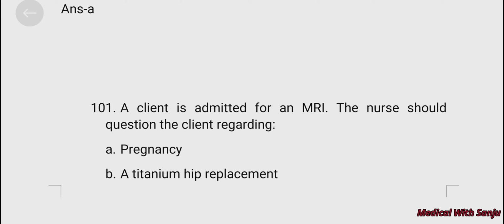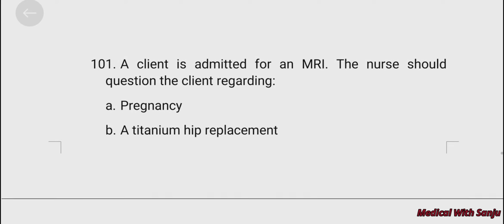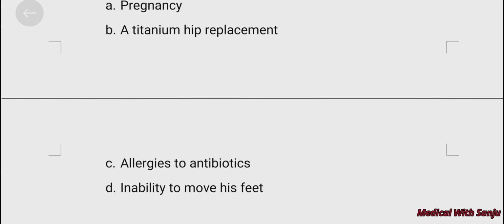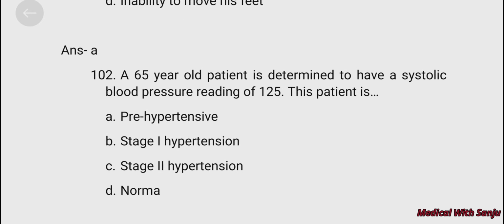Question 101. A client is admitted for an MRI. The nurse should question the client regarding option A, pregnancy. Option B, a titanium hip replacement. Option C, allergies to antibiotics. And option D, inability to move his feet. Pregnancy. चाहिँ सोध्नुपर्छ प्रेग्नेन्ट छ कि छैन. Option A is the right answer.